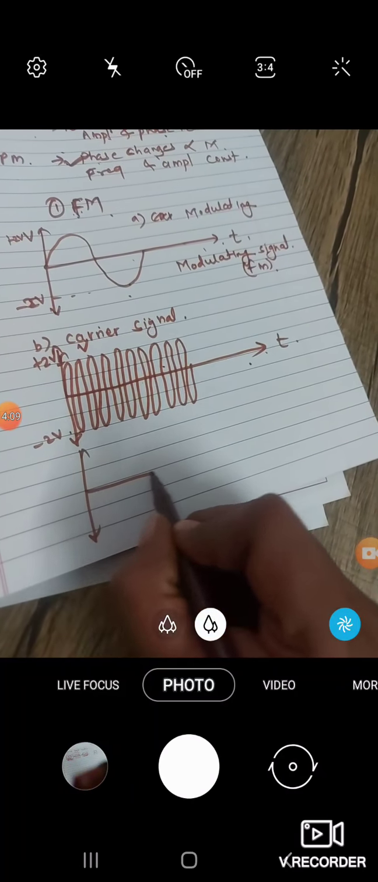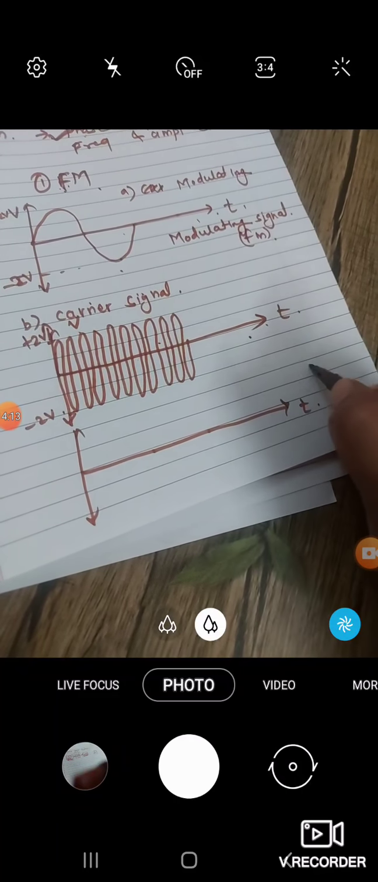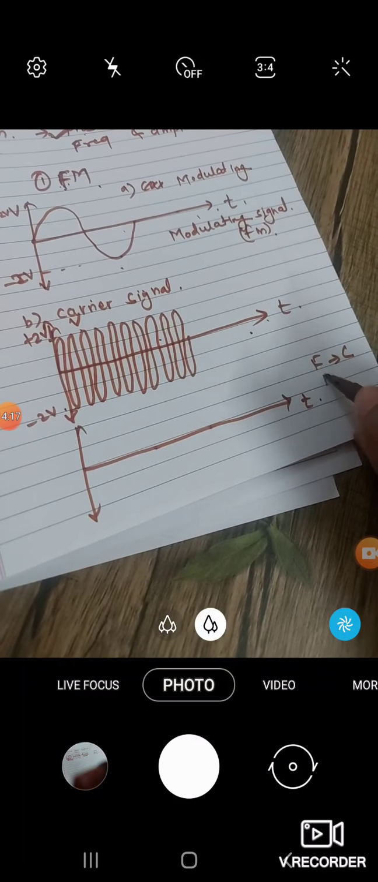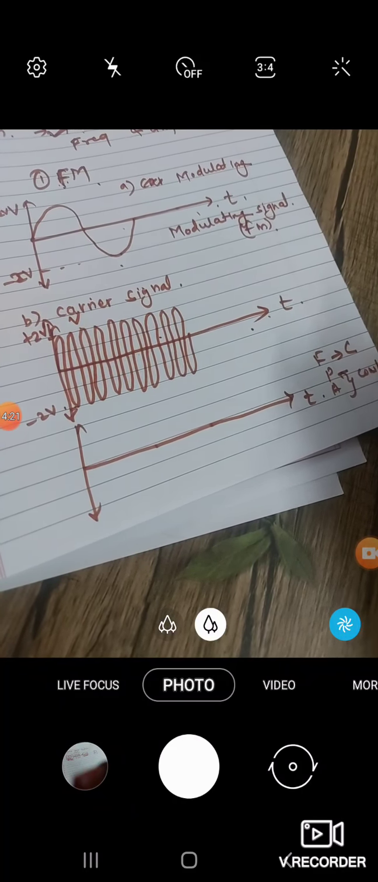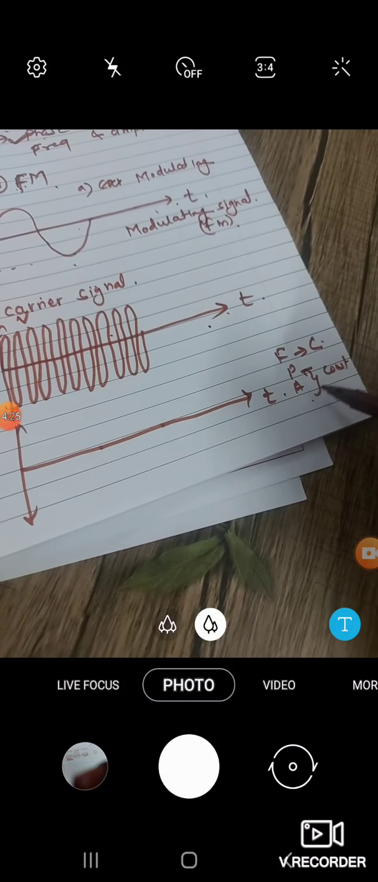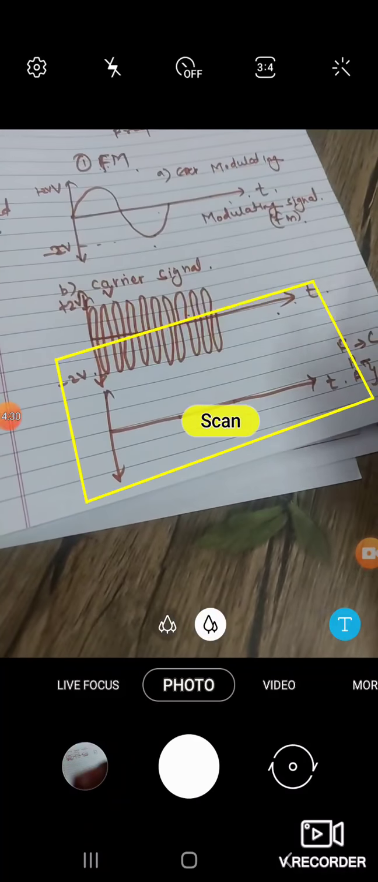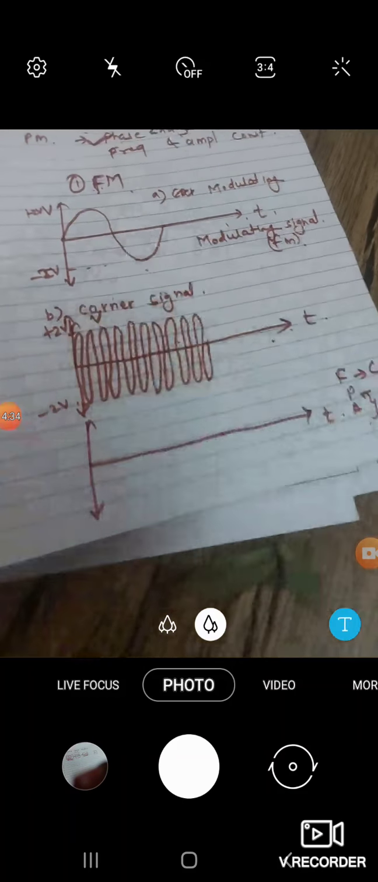आता frequency modulated signal चा concept काय? What happens in frequency modulation? Frequency is changing, phase and amplitude remains constant. Only frequency is changing, phase and amplitude of the signal remains constant, same as that of which signal? It will remain same as that of the carrier signal.